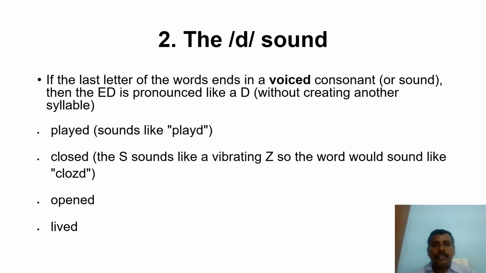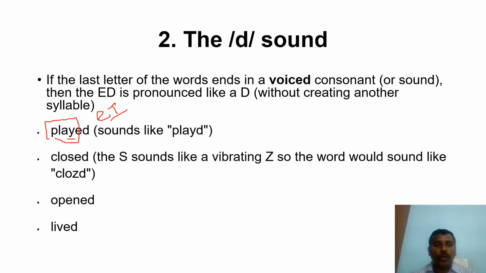The next one, the use of d sound. The same rule in a different way. When the last sound of the base word is voiced, then the ED should be pronounced as d. For example, play. One general rule is all vowel sounds are voiced sounds. So when you take the base word, the last sound will be a, right? It is a vowel, voiced. So it should be pronounced as played.